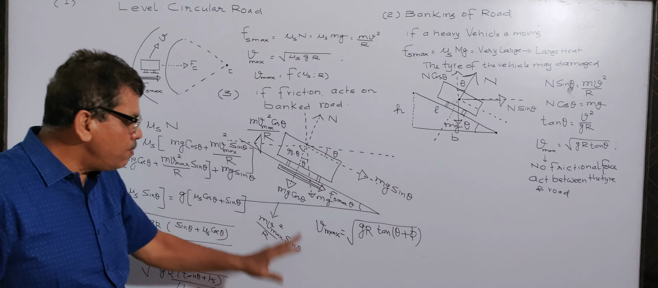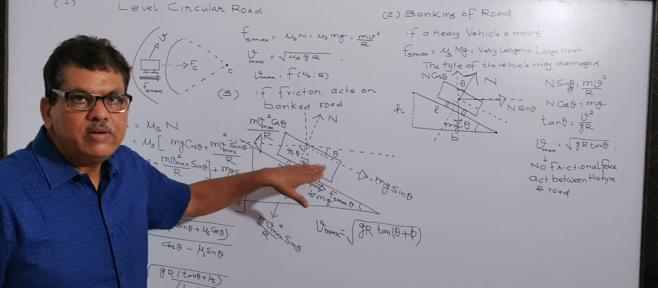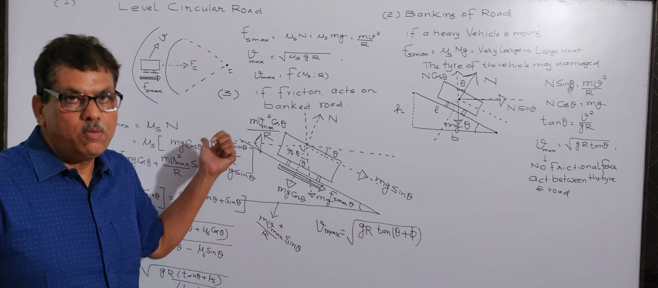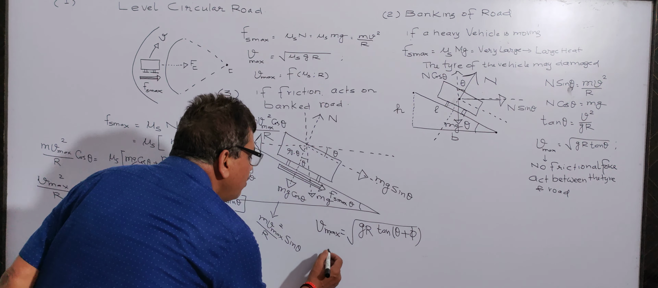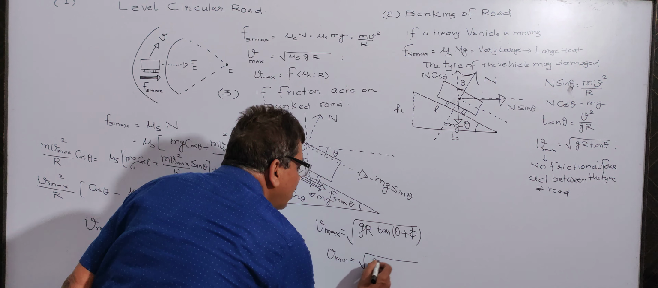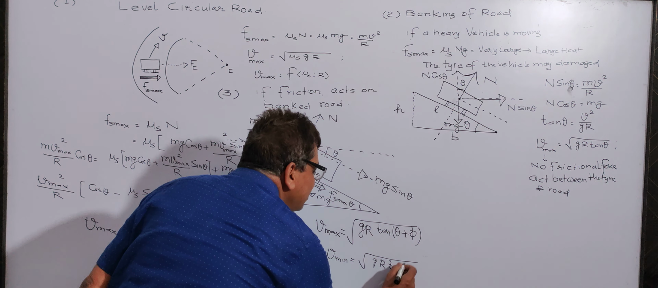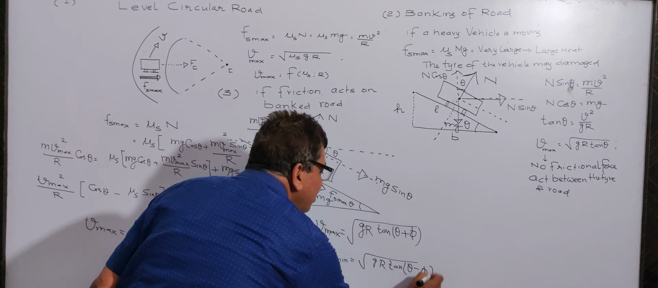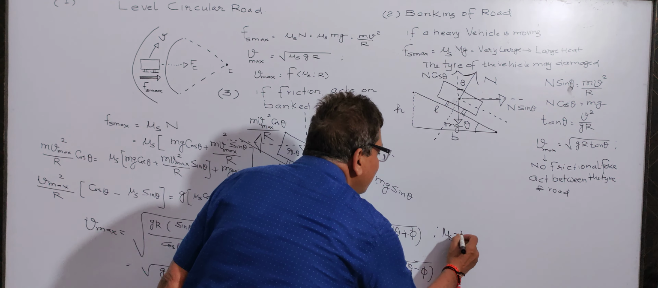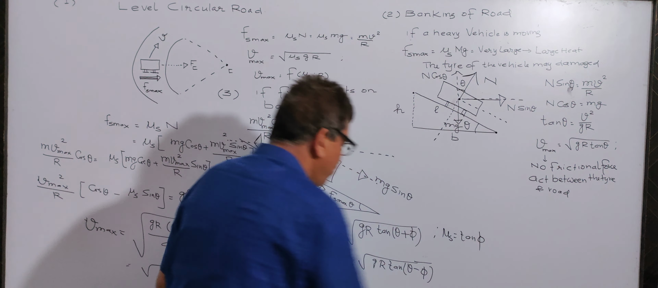Now in case of minimum speed, the vehicle will have tendency to come down, and in that case frictional force will act in upward direction. So in case of V minimum, just change the sign of friction. I can write root under gr tan theta minus phi. Is it clear? Where mu s is tan phi and phi is angle of friction.